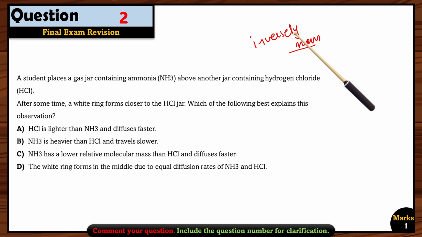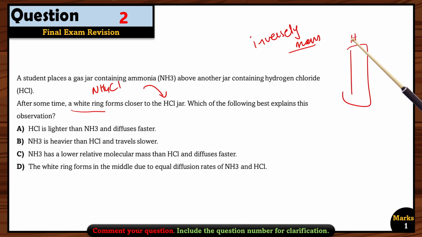And if you see here, the white ring means it is the ring of ammonium chloride, because whenever ammonia and HCl react, you will get ammonium chloride. So it means the ring is formed near the HCl jar. What does it explain? It explains that HCl moves a little. If you see a jar and you have HCl here and ammonia here, and you are getting a ring near the HCl, it means HCl travels little, whereas ammonia travels more. So what did we get from here? It means that ammonia is lighter in weight. That's why it diffuses faster.